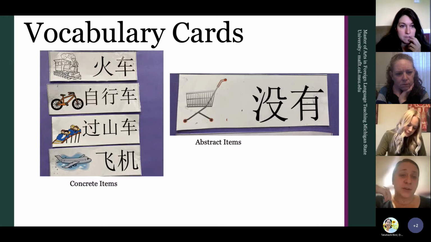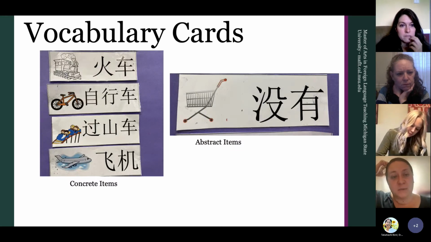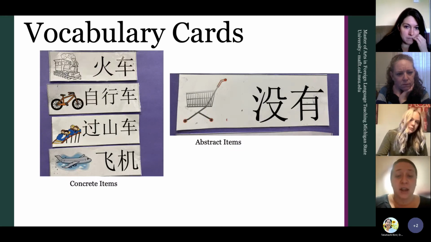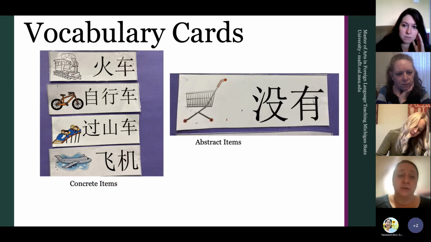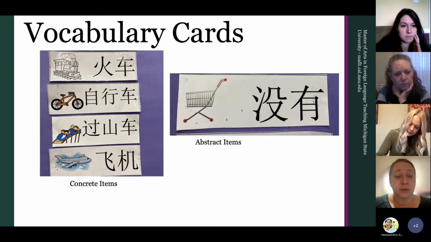As far as actual vocabulary cards, I try and keep it really simple. I just have the word and a picture, which is easy if it's a concrete item like train. This is from our transportation unit. Train, bike, roller coaster, plane. You have the word and the picture, and that's simple and accessible for the students.